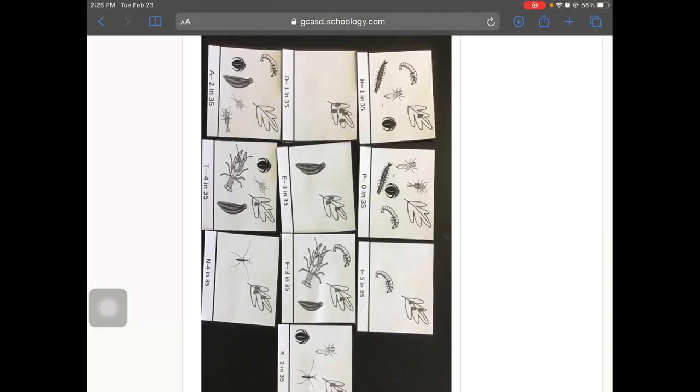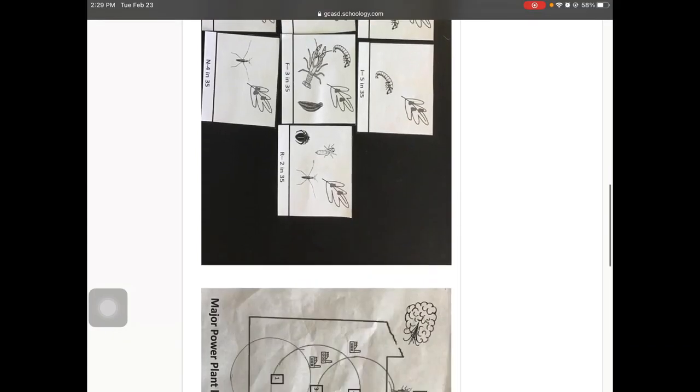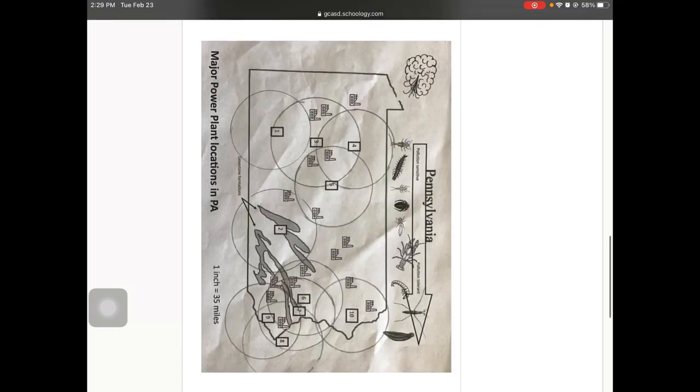For example, letter P says that there are no power plants within 35 miles, and I have pretty good wildlife. So I'm going to look on my map and see if I can find a location that has no power plants within that circle. If that's the case, then that's going to be letter P. So even if a little bit of the power plant is within the circle, we're going to count it, and that's going to help us determine which photographs go with which location.